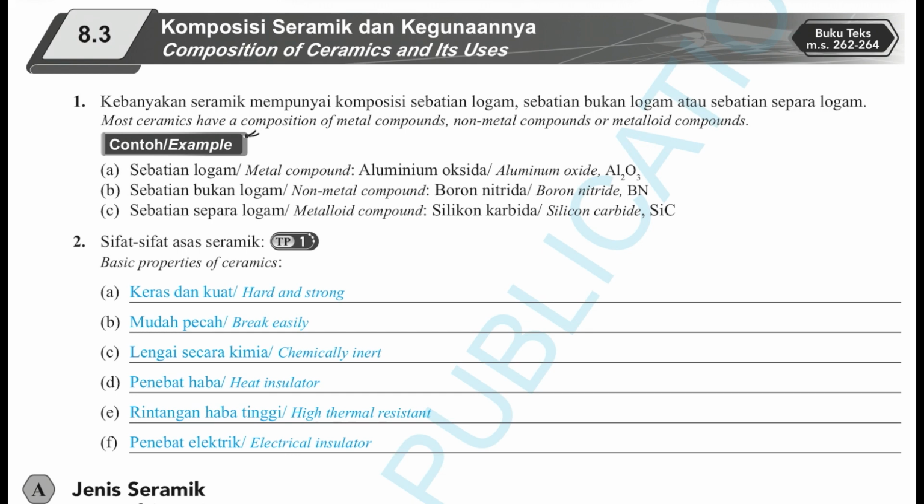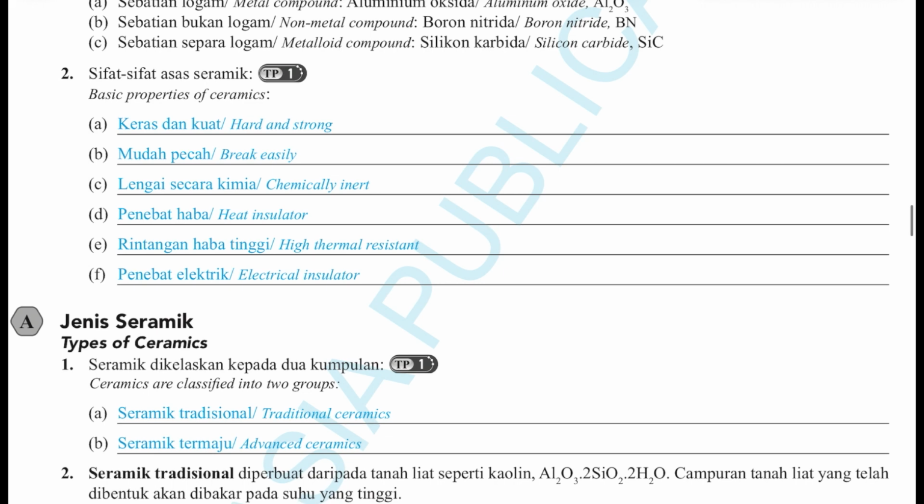Okay, example. Aluminium oxide, Al2O3, boron nitride, BN, silicon carbide, SiC. This is ceramics. Okay, basic properties of ceramic: hard and strong, break easily, chemically inert, heat insulator, high thermal resistance, electrical insulator.